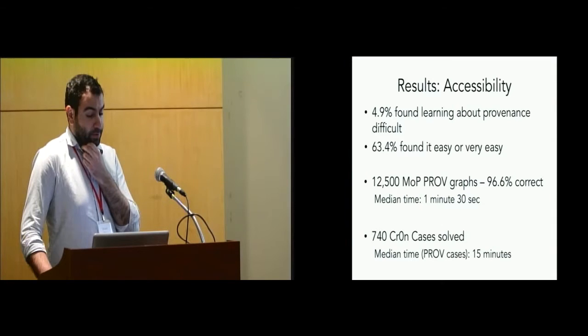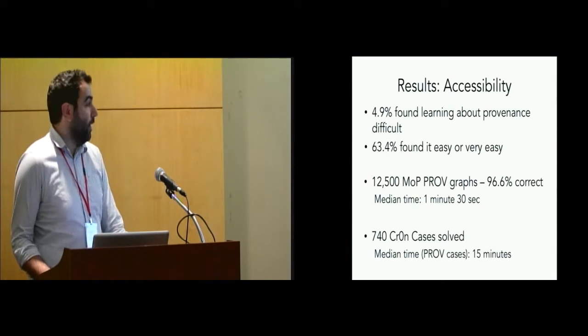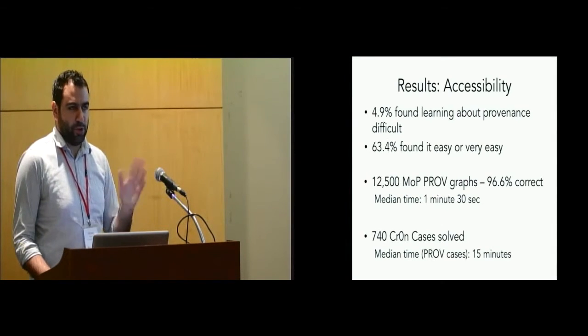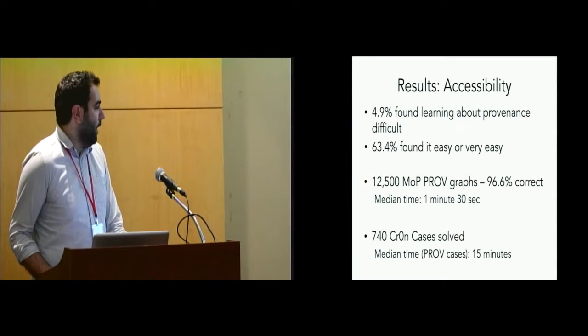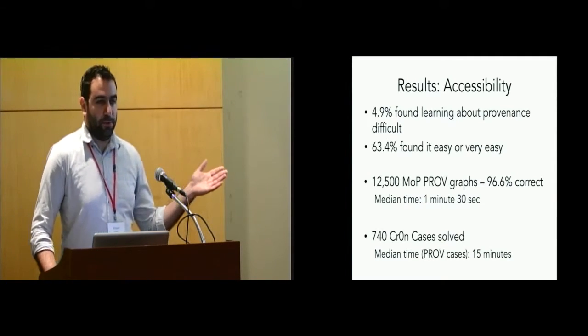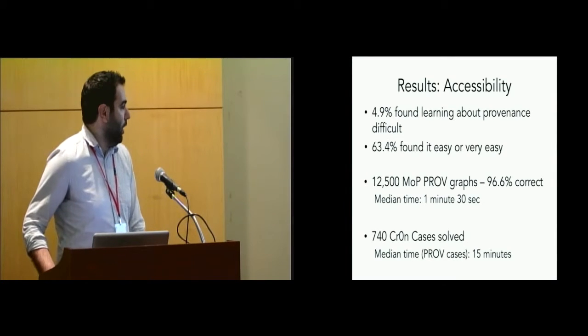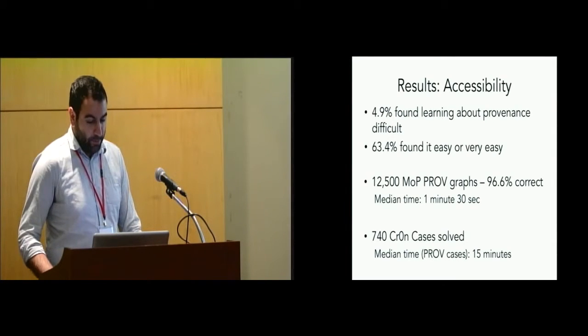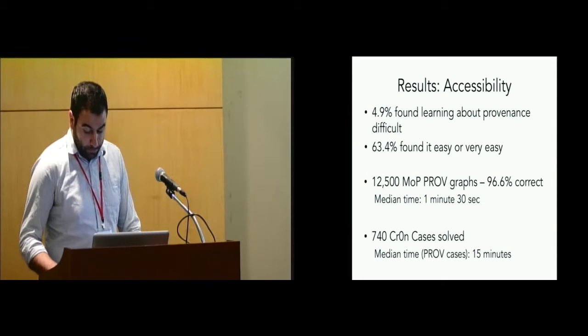They also solved 740 cron cases, most of which were provenance graphs, some of which were just basic puzzle type things. And on these ones, there was no chance of failure, because if you fail, you can't move forward. So the median time for those was 15 minutes, as they were fairly more complex.